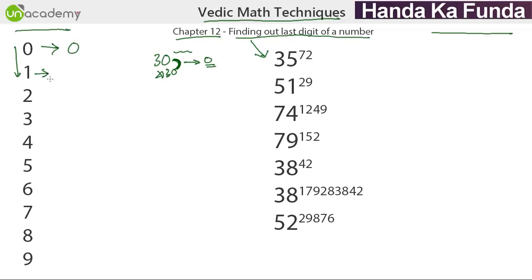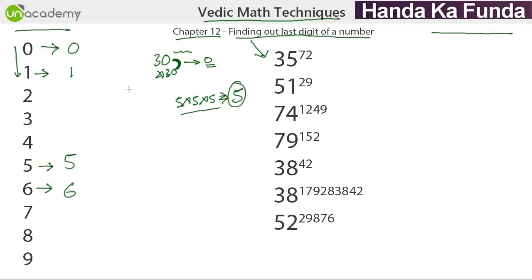Very similar logic, 1 into 1: any number of times you keep on multiplying 1 into 1, its last digit will remain 1. Are these the only two which follow this pattern? No, there are more. 5: you multiply 5 with 5, you get 25. Any number of times you keep on multiplying 5 with 5 with 5, it will always end in 5. And exactly the same thing is followed for 6 also. Any number of times you keep on multiplying a number which ends in 6, it will end in 6 only.